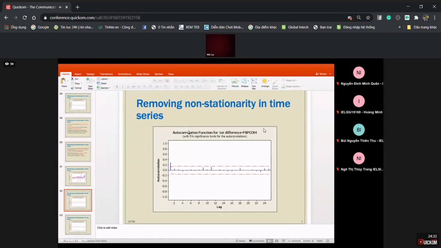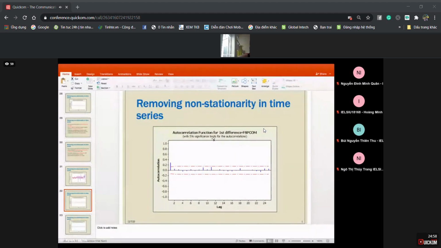And here is the autocorrelation function. Only lag 1 is outside of the limit. The limit here represents the 95% confidence interval. So you can see it is within the 5% significance limit. I think only one is outside here.